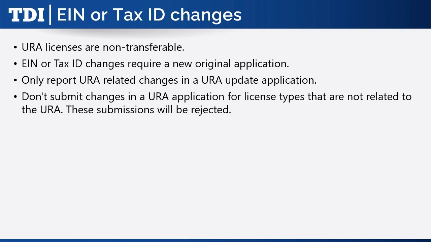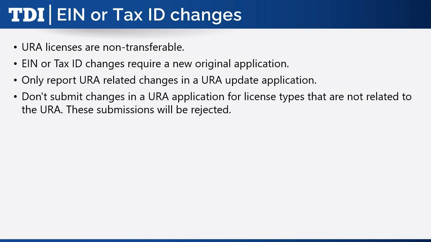Here are some extremely important points. A URA may not report a change in employer ID number, or EIN, or tax ID as a material change with an update application. And this is because a URA license is not transferable per TIC Section 4201106.